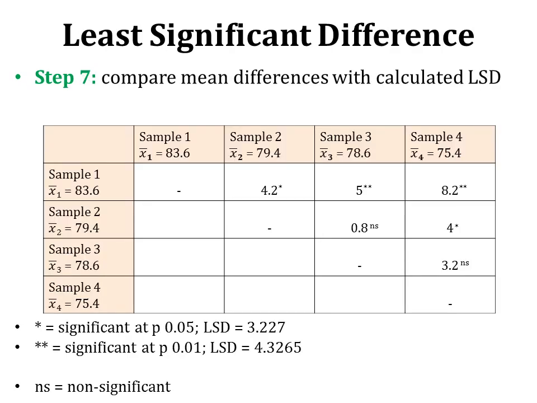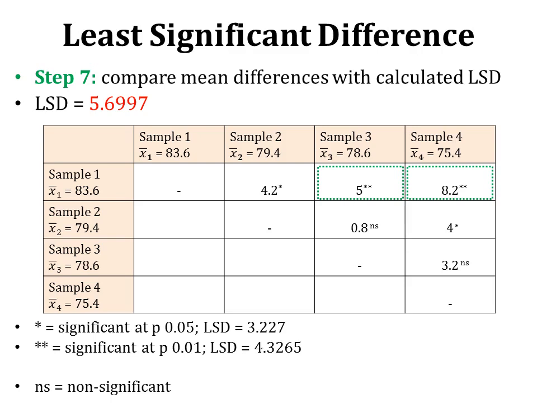Now in the next step, we are going to compare the mean differences with the calculated least significant difference at 0.001. So we are taking the same table that we made at the 0.01 level, and here you can see which pair means need to be compared at LSD of 0.001. These are these two mean pairs, right? They need to be compared because they were significant at 0.01.